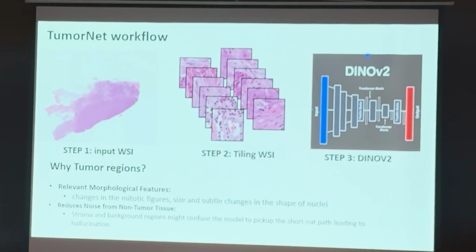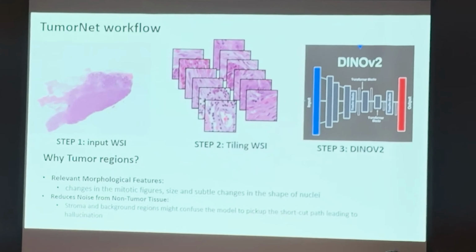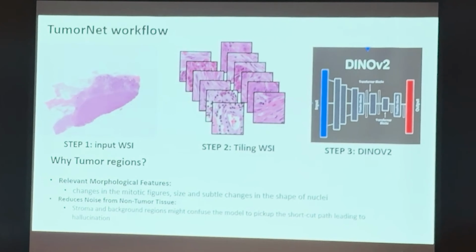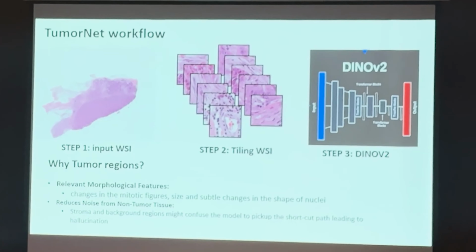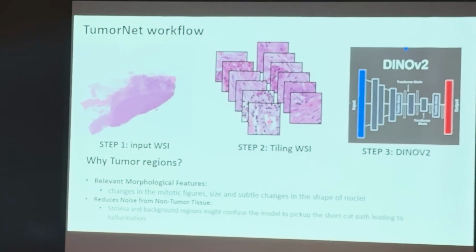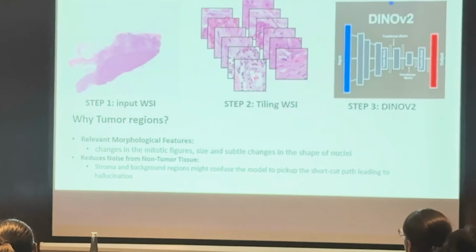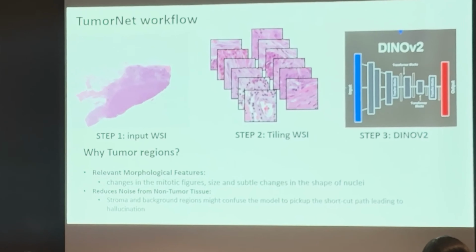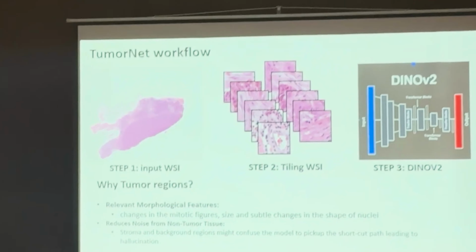The next step was to identify tumor regions from those binary regions. So we used DINOv2, a vision transformer, which is basically trained on natural images. But we found many papers where people use it to automatically classify tumor versus non-tumor, so we leveraged that. We got the tiles from the tissue regions and passed them to the DINOv2 vision transformer.